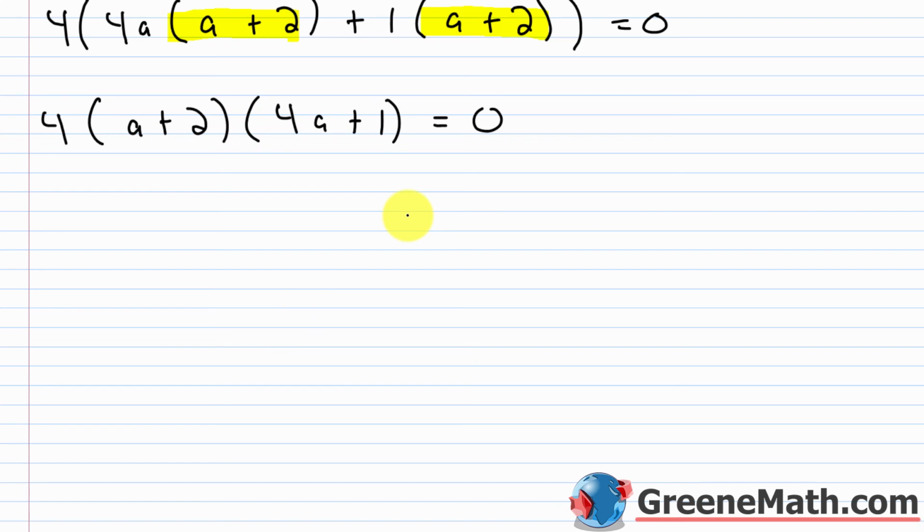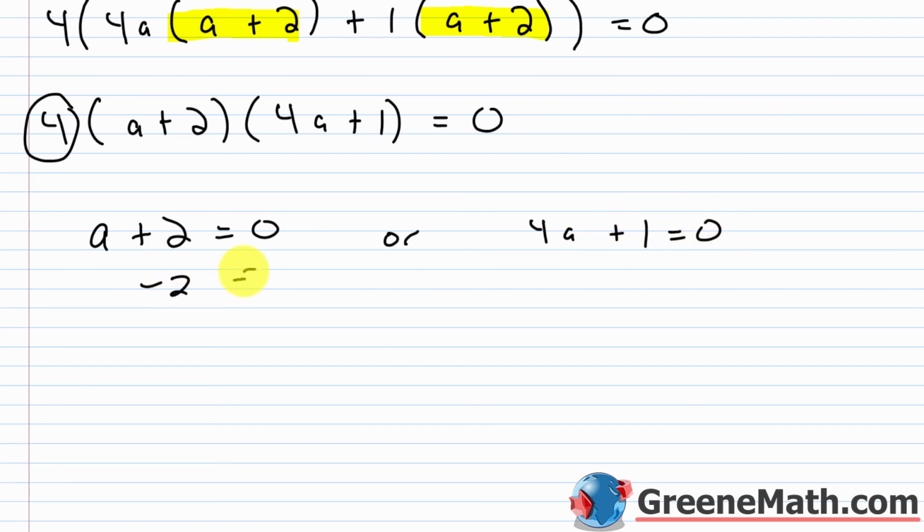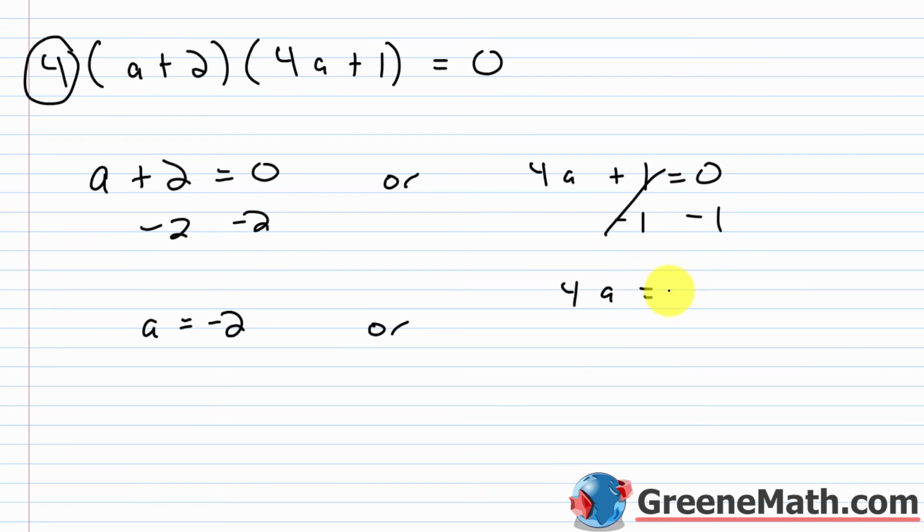Using my zero product property, I set each factor with a variable equal to 0. I don't need to set 4 equal to 0, that doesn't make any sense. I'd set a plus 2 equal to 0, and I'd also set 4a plus 1 equal to 0. This is easy. Subtract 2 from each side, you get a equals negative 2. For this one, I subtract 1 from each side, I get 4a equals negative 1. I divide both sides by 4, and I get a equals negative 1/4. So a equals negative 2 or a equals negative 1/4.